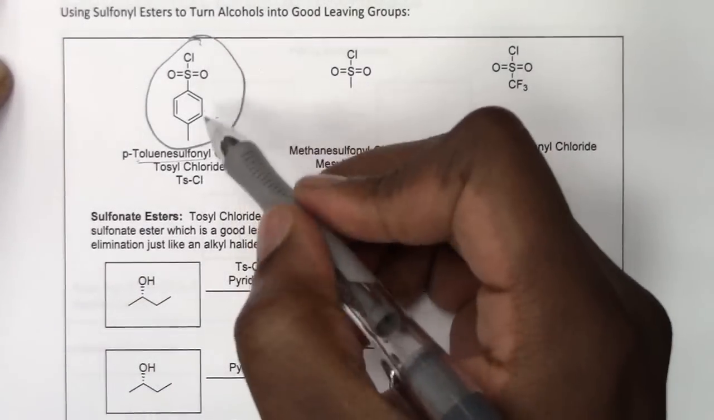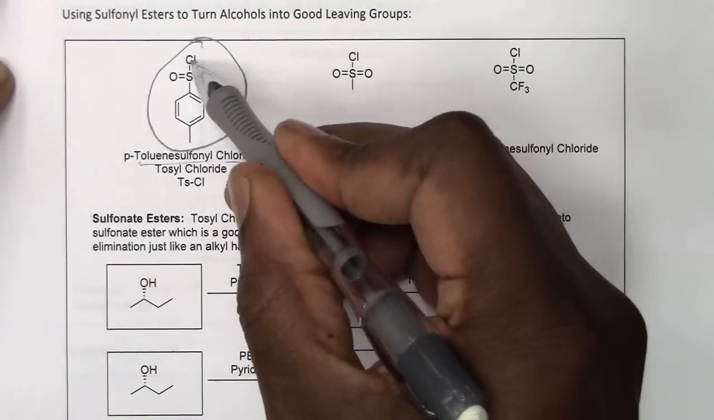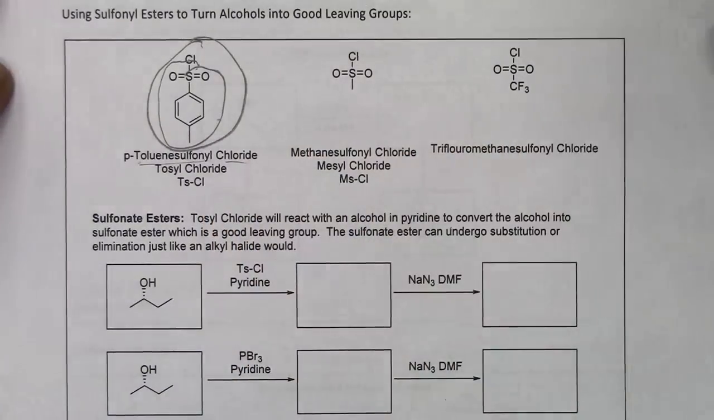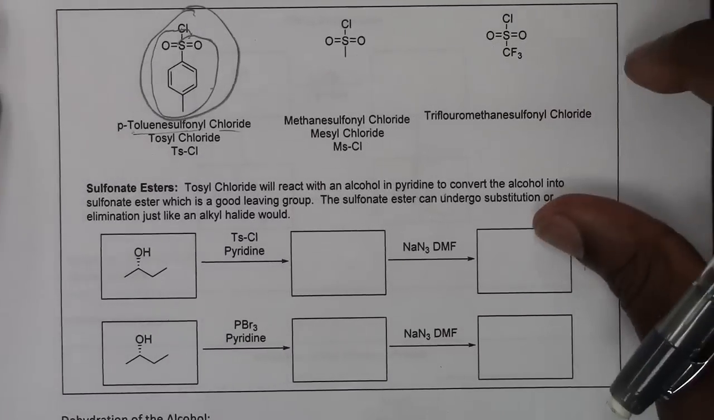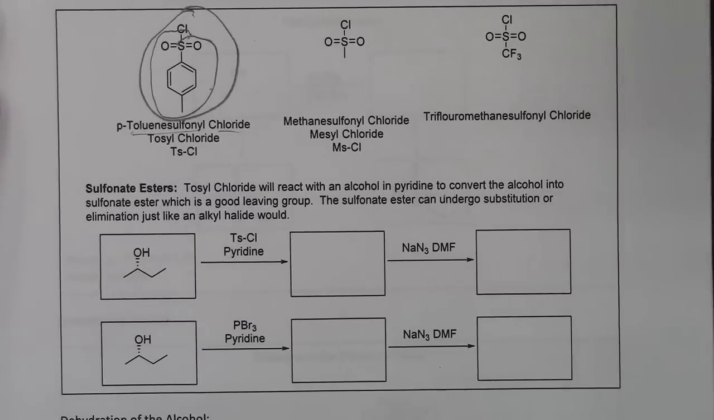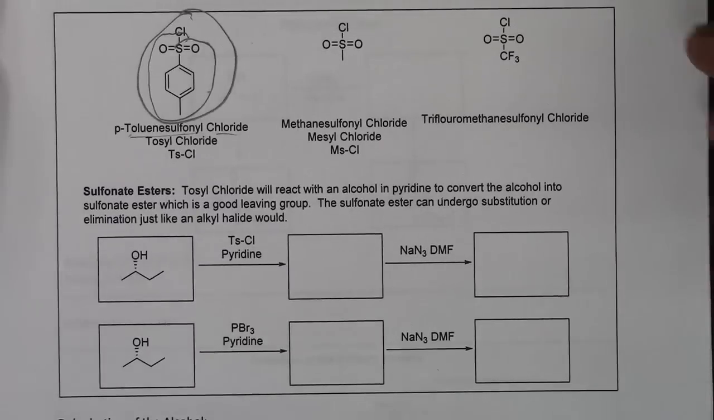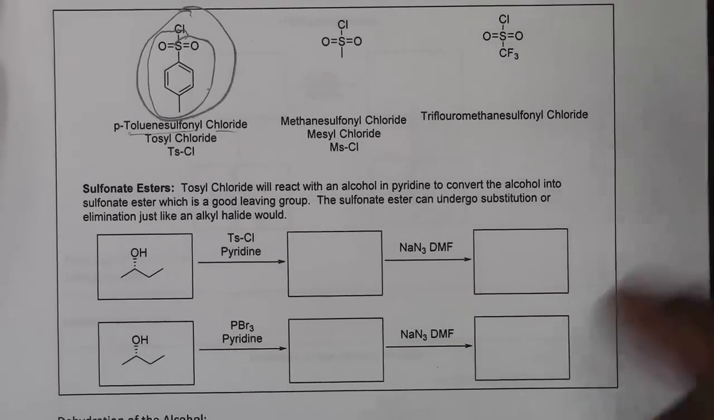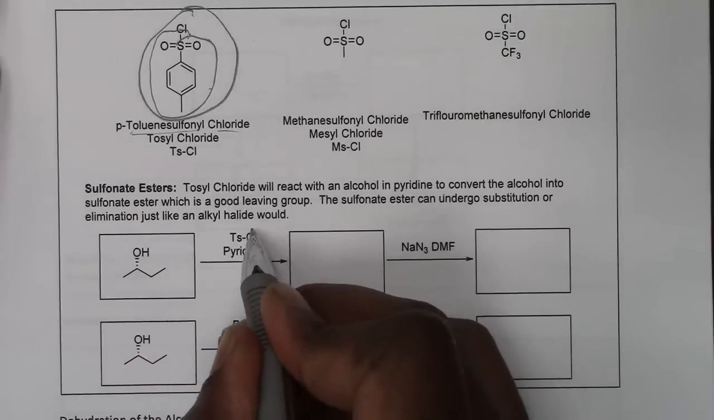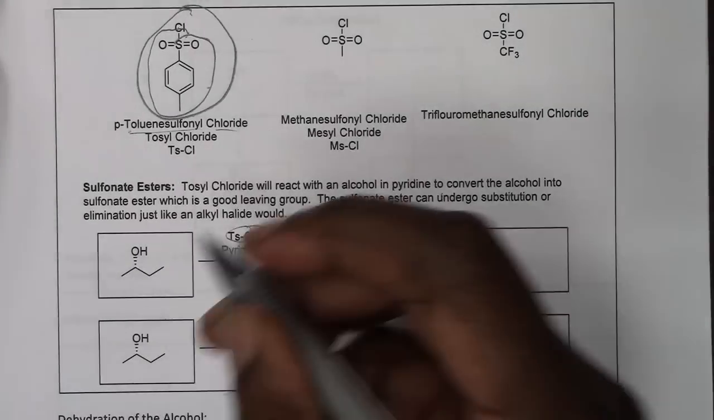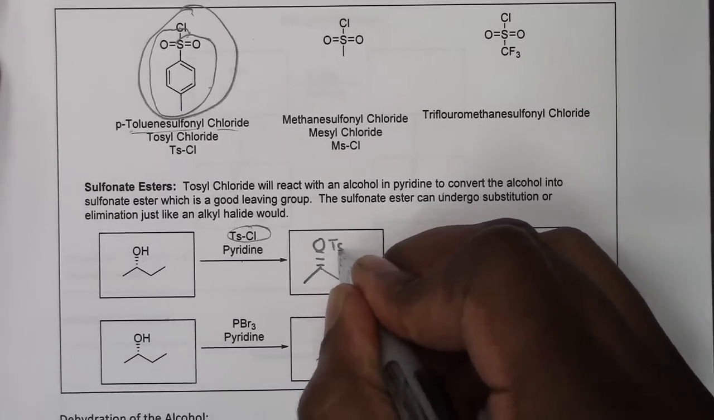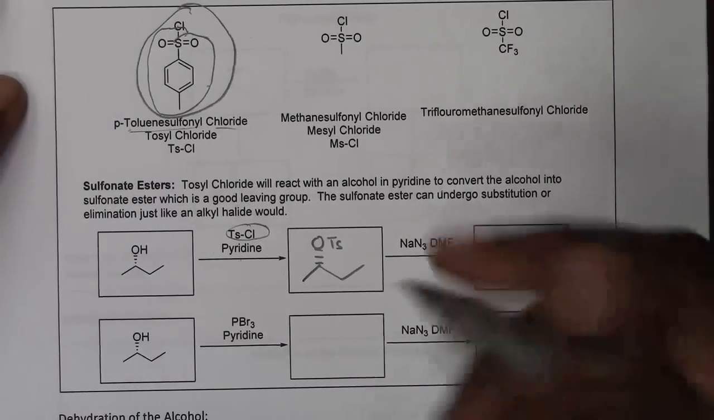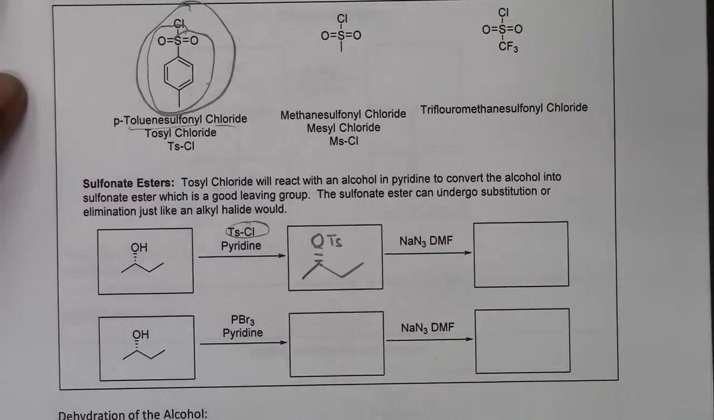And what happens is we will remove the hydrogen from our OH and replace it with this whole group minus the chlorine. What that does is it simply causes the oxygen of our alcohol to become a very good leaving group and allows us to essentially substitute the oxygen of our alcohol for some nucleophile. So essentially what's going to happen here is we'll react tosyl chloride with pyridine and our alcohol. We will remove the hydrogen and replace it with a tosyl group. Note that the stereochemistry here does not change, it's still dashed.